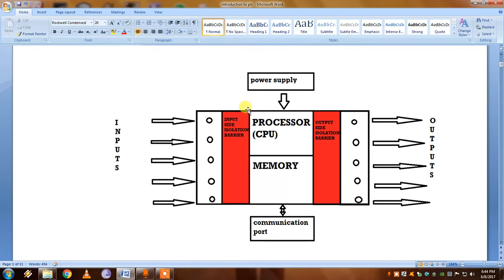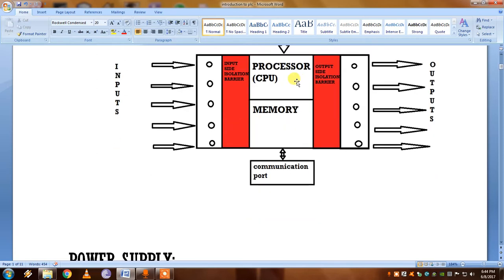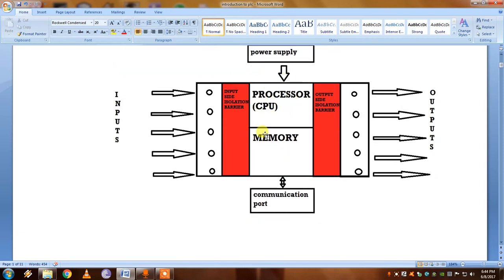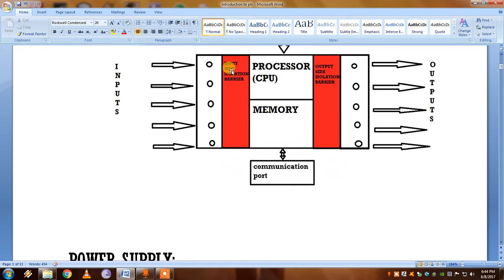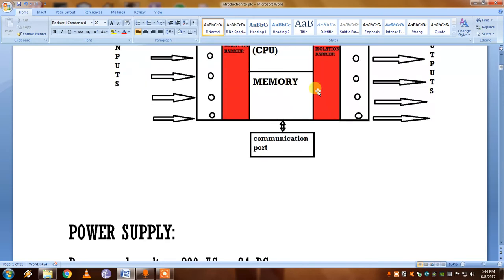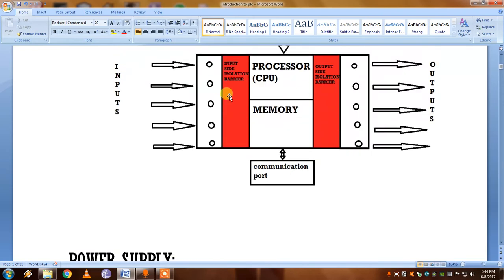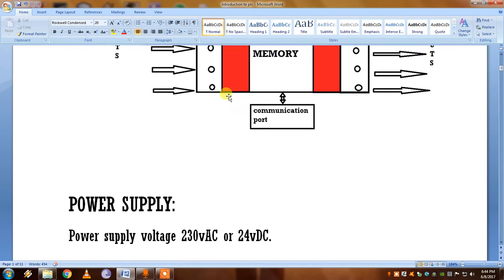It's like the same architecture. The input terminals are here, output terminals are here, a power supply and a communication port, and a processor inside it and a memory. There are two things in here, the input side isolation barrier and the output side isolation barrier, which we will go into in depth in the upcoming terms.